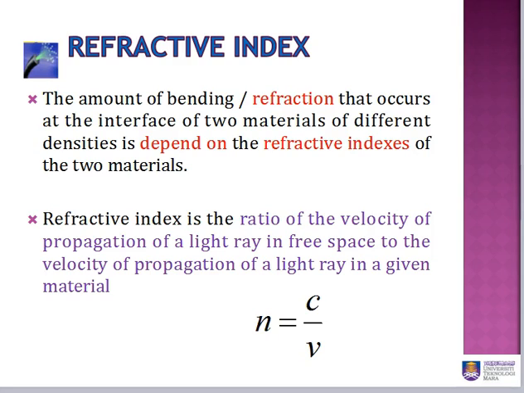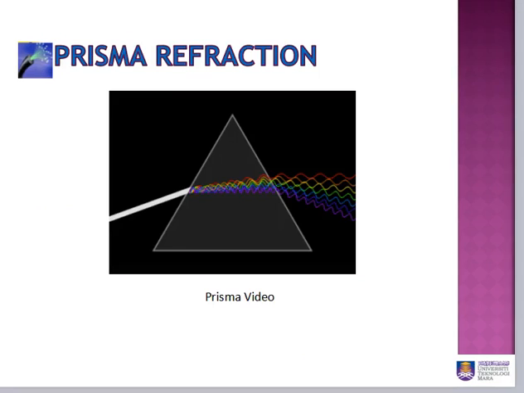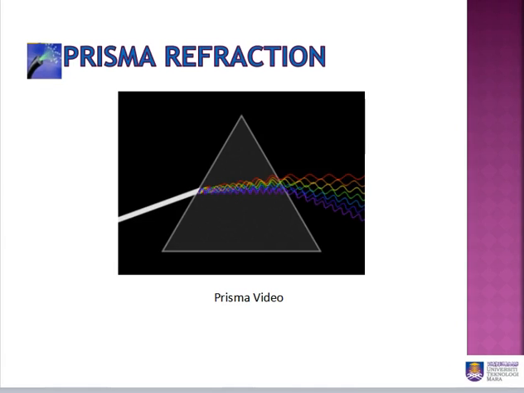So refractive index is given by that equation. That is the definition of refractive index. Now, let us look at prism refraction. Different wavelengths respond differently at a given refractive index.